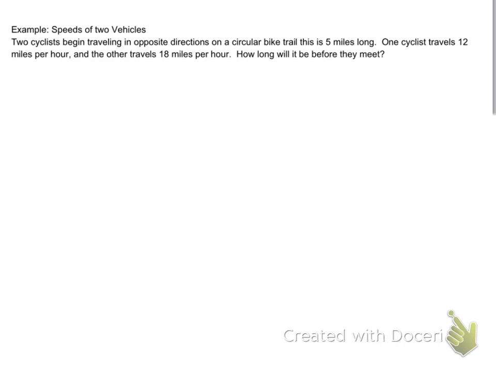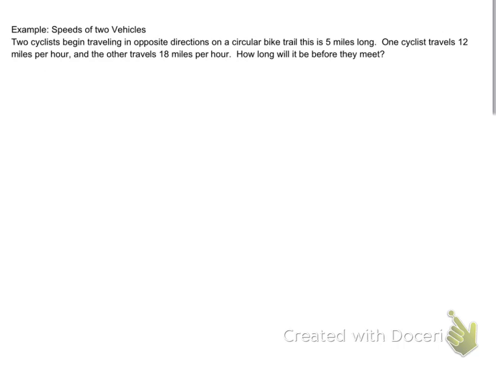Let's find out. Now let's think of this, guys. There's a 5-mile track, right? It's a circular track. They're going in opposite directions, so at some point on the other side of the track, they'll meet. If the first guy goes 1 mile, how far is the other guy going to have to go? 4. If one guy goes 2.5, then the other guy will go 2.5.